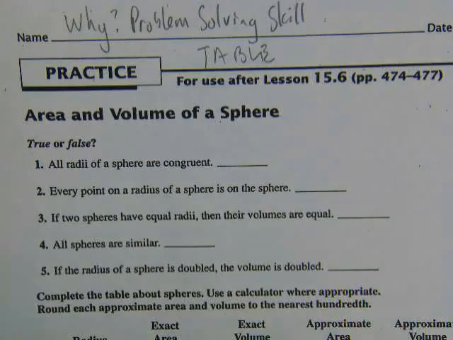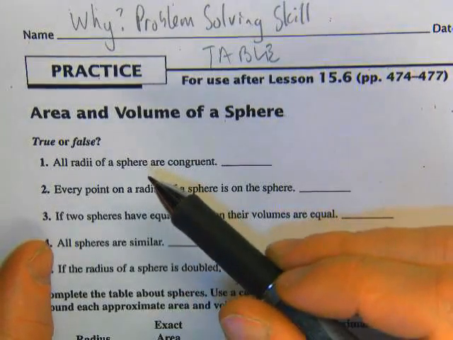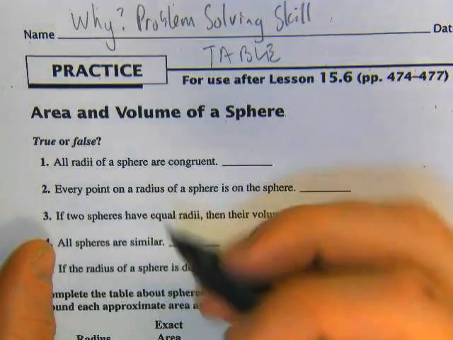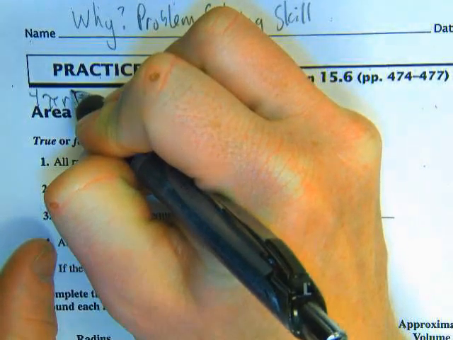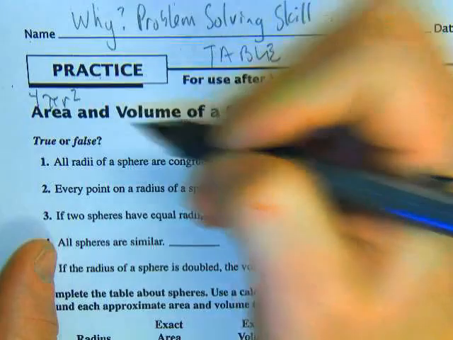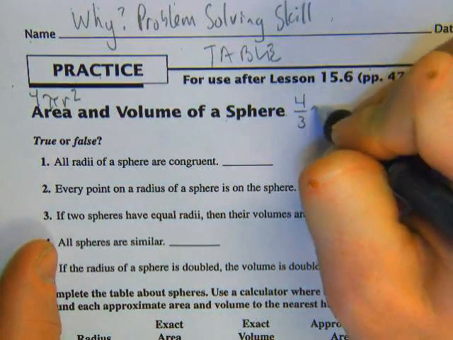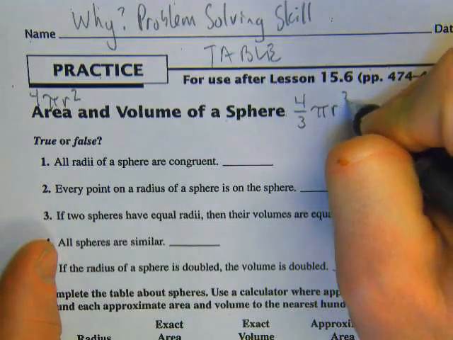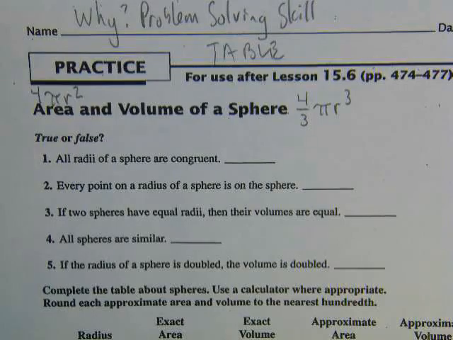I'm just going to throw the formulas at you. I probably shouldn't do it. Probably should discover them, but I'm just going to throw them at you to model this skill. So area of a sphere is 4 pi r squared, and the volume of a sphere is 4/3 pi r cubed. Okay, so we're going to use those formulas to sort this table down here in 6, 7, and 8.